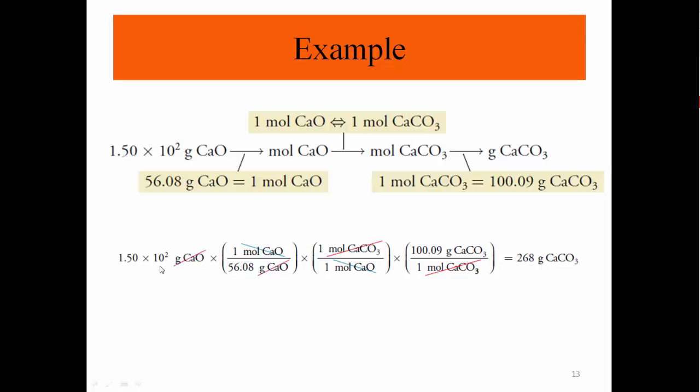So we have 1.5 times 10 to the power 2 grams of CaO. We have this ratio to find the number of moles of CaO. Then we have 1 to 1 based on this chemical equation. And then we need to multiply it by the molar mass of CaCO3. All these units cancel each other. So we have 109 grams CaCO3 at the end. If we do the calculation, we can say we need to have 268 grams of calcium carbonate to produce this amount of calcium oxide.